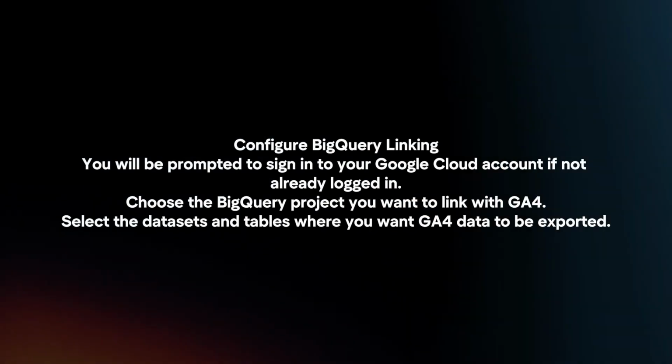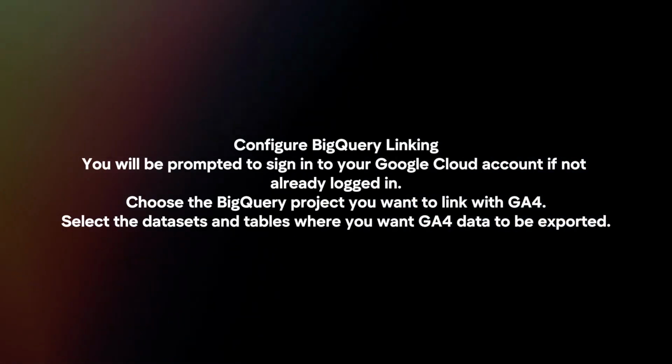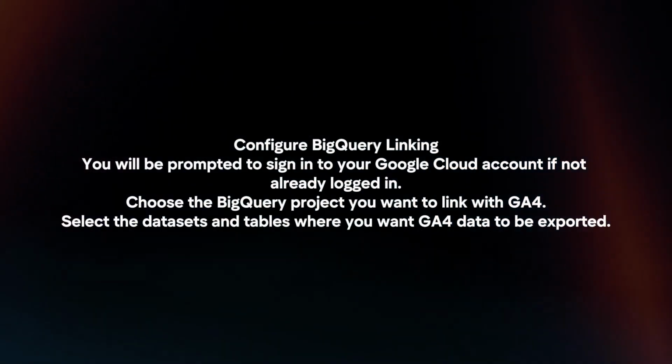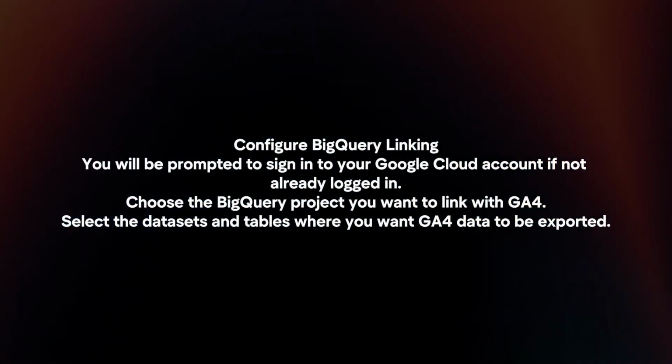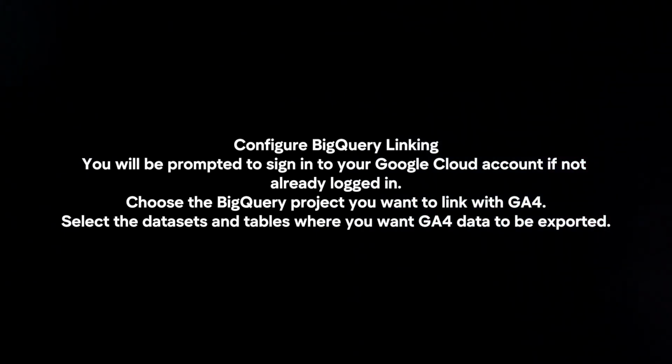Configure BigQuery linking. You will be prompted to sign into a Google Cloud account if not already logged in. Choose the BigQuery project you want to link with GA4. Select the datasets and tables where you want GA4 data to be exported.